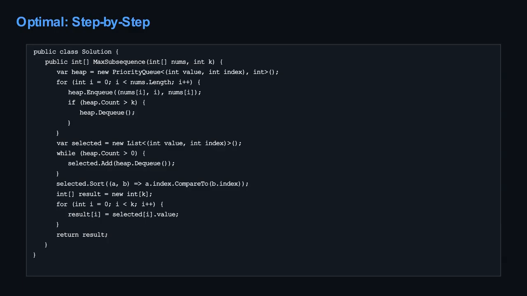First, we process 2 at index 0. We add (2, 0) to the heap. Heap size is 1, less than k. Next, 1 at index 1. We add (1, 1) to the heap. Heap size is 2, equal to k.